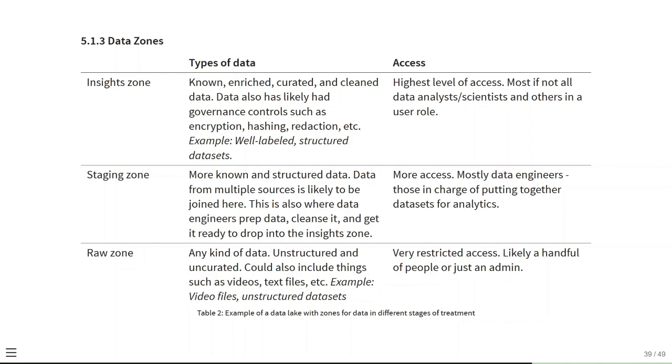The bottom zone is the raw zone, which can contain any kind of data, unstructured, uncurated, and could also include things such as videos and text files, documents, etc. And this zone must be tightly kept with very restricted access, likely just a handful of people or just an administrator. The next zone is the staging zone.